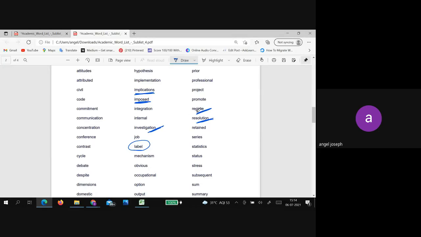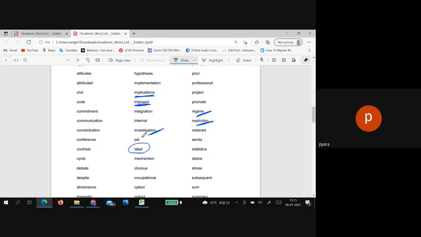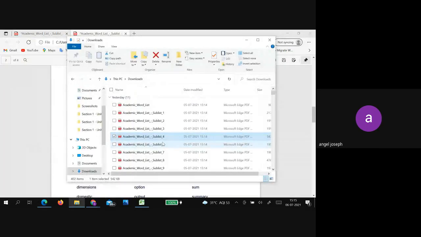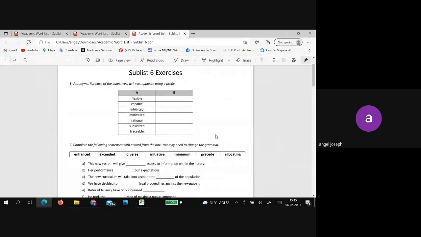All right. I think I'll go on to sublist 5. Can I? Yes? Yes, ma'am. Okay. If anyone needs this, just let me know, so that you are aware of what you have to do.